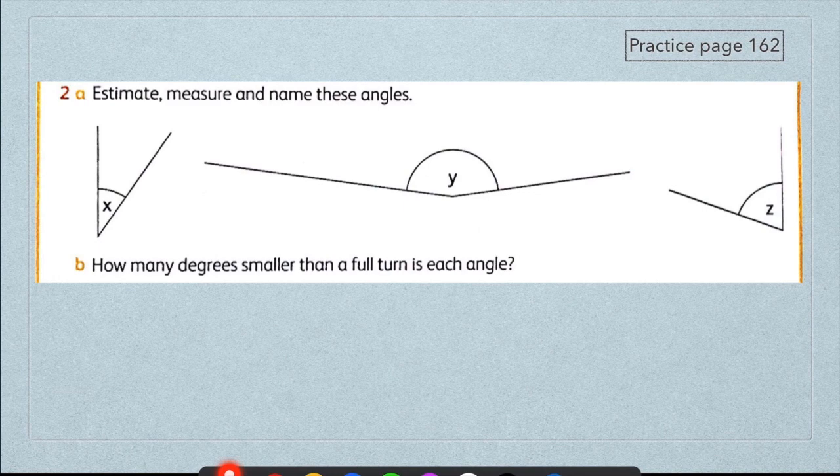Question 2. Estimate, measure, and name these angles. Now you might say, teacher, what is the point of repeating questions, like measuring them, writing them, measuring them, then writing them? Well, there is a big difference here. Actually, the question wants to challenge you with the way that you measure different variations of angles.